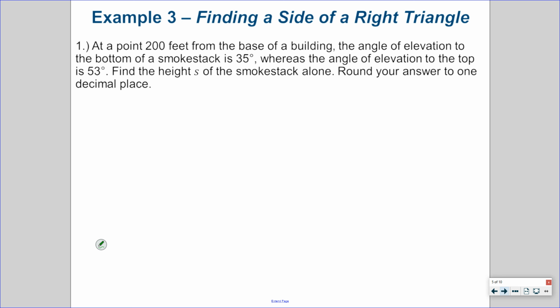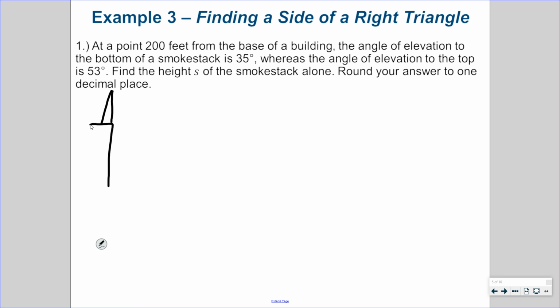At a point 200 feet from the base of a building, the angle of elevation to the bottom of a smokestack is 35 degrees, whereas the angle of elevation to the top is 53 degrees. Find the height S of the smokestack alone. Do you guys know what a smokestack is? It's kind of like a chimney of factories, something that the smoke comes out of. It doesn't have to be perfect.